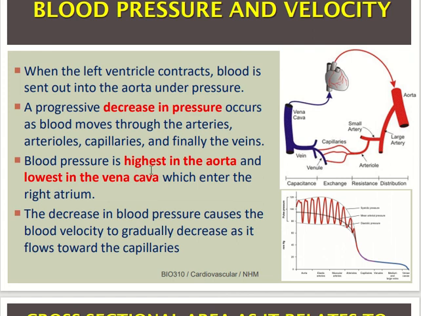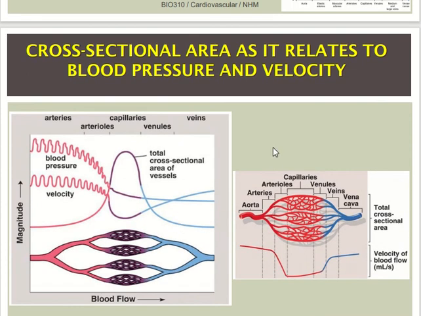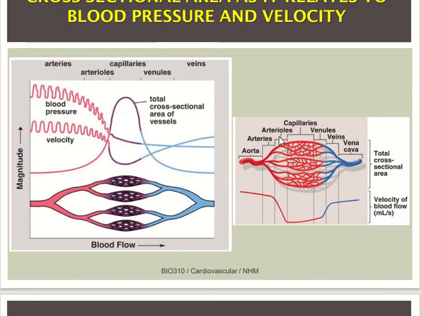And the blood pressure is highest at the aorta, and it's very low at the vena cava because the vena cava is receiving the blood. Meanwhile, the aorta is pumping out the blood. Therefore, they need higher blood pressure to pump out the blood. That's why they produce high blood pressure. And the decrease in blood pressure will cause the blood velocity to decrease. Okay, this one you can look at by yourself later.